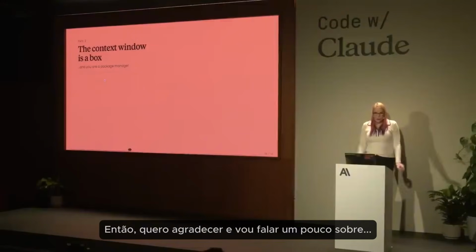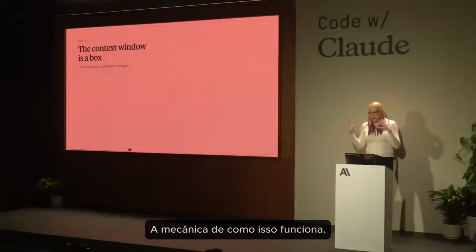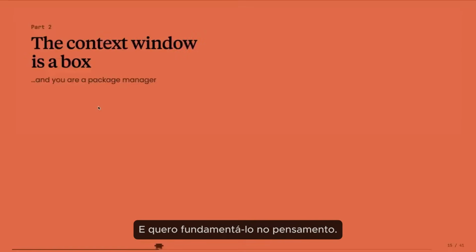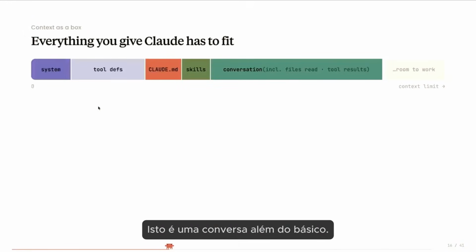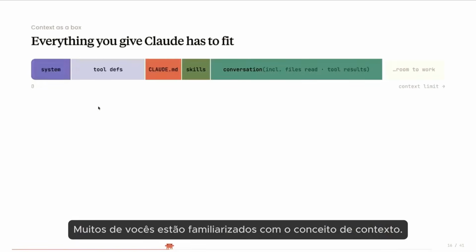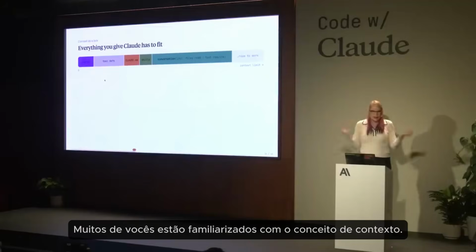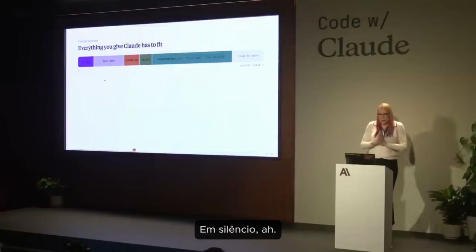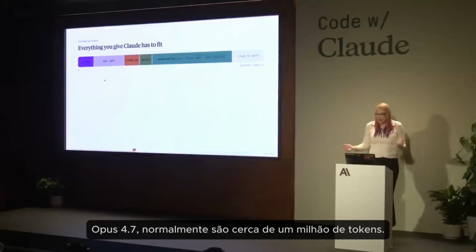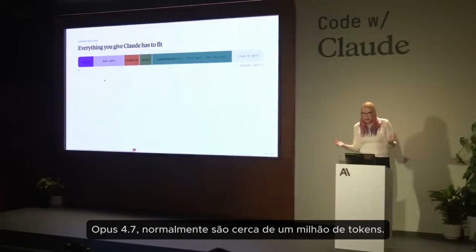So I want to go through a little bit of the mechanics of how these customizations work, and I want to ground it in thinking about this context window. This is a beyond the basics talk. I assume most of you are familiar with the concept of a context window. Yeah, I'm seeing a lot of nods, good. In Claude Opus 4.7, it's like 1 million tokens usually.